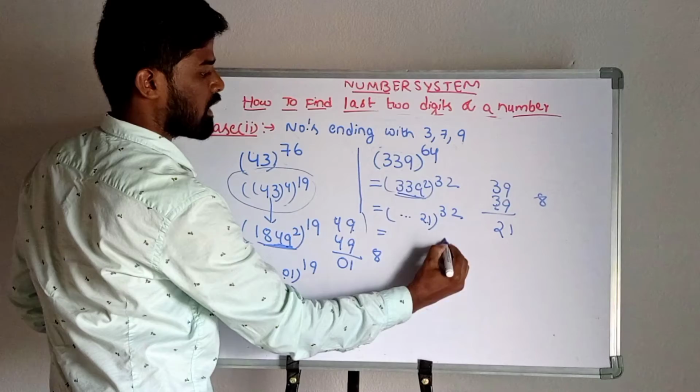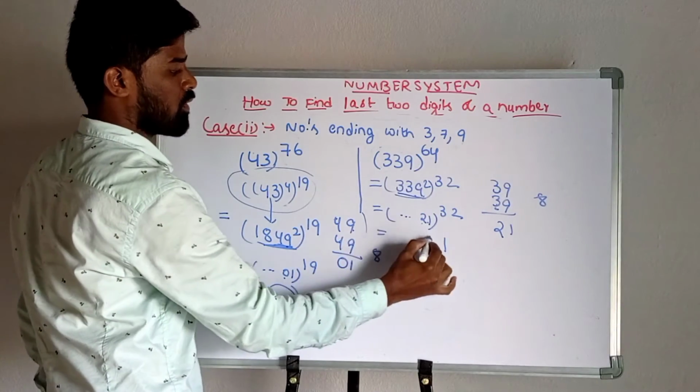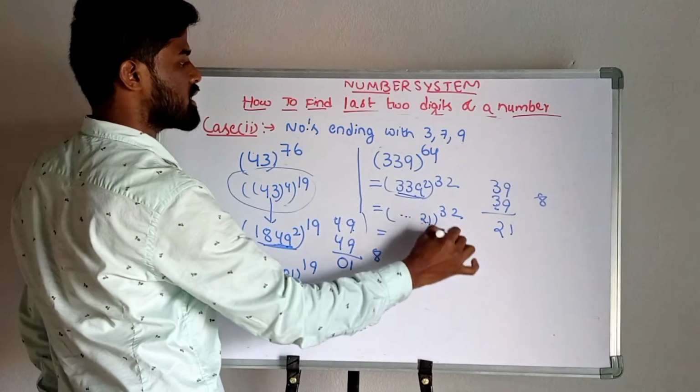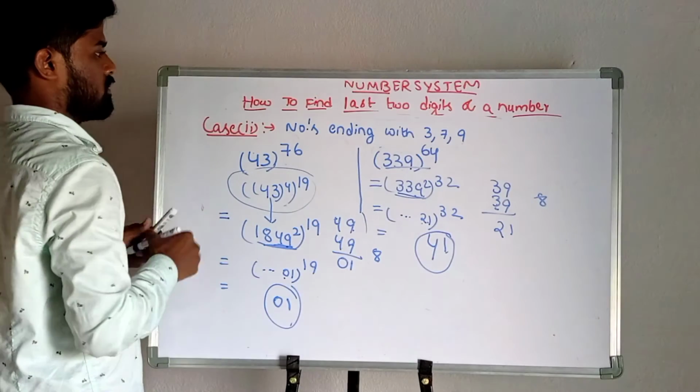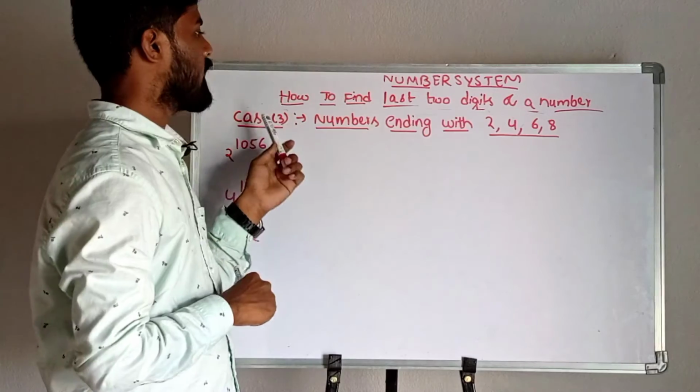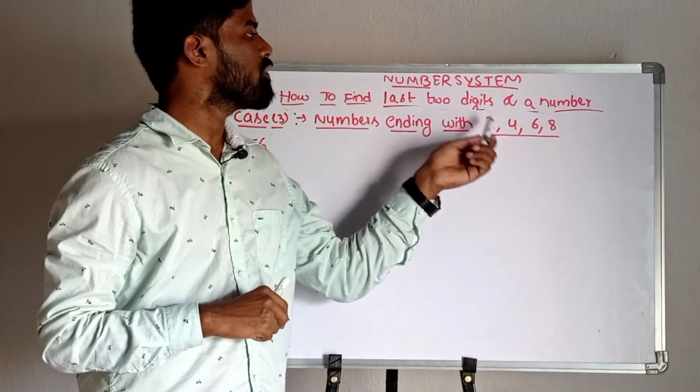1 power anything is 1, 2 into 2, 4. The last two digits of this number is 41. Next we will see about case 3. Case 3, numbers ending with 2, 4, 6, 8.